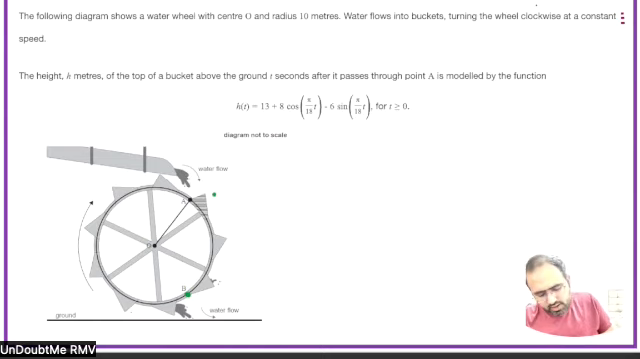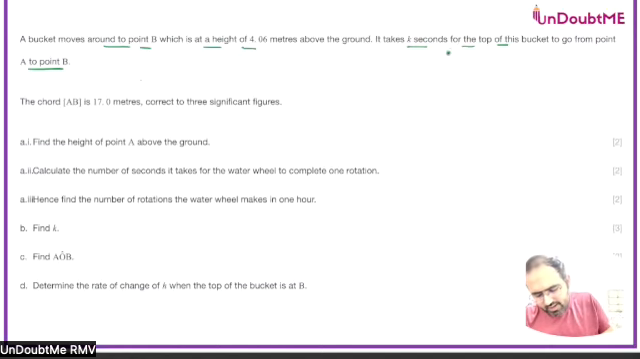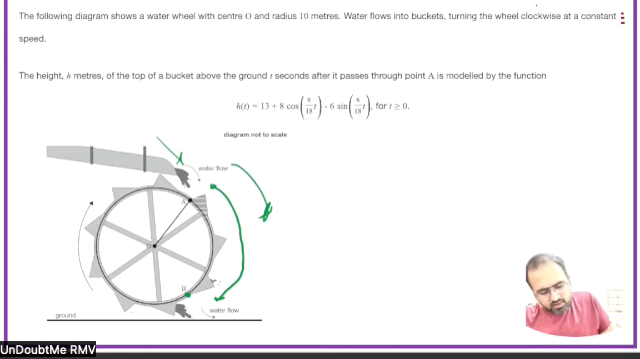So it is moving from this point to this point, as can be seen in the diagram. If you are putting water at this point, it will move in the clockwise direction. So from A to B, it is taking k seconds. The chord AB is 17 meters.